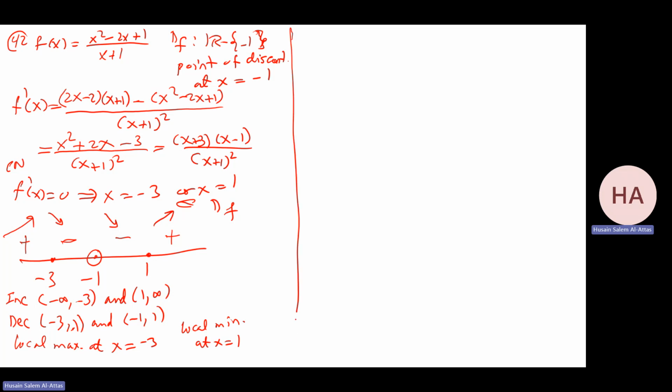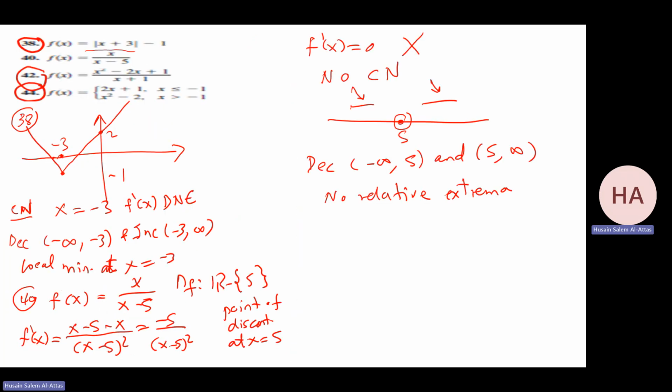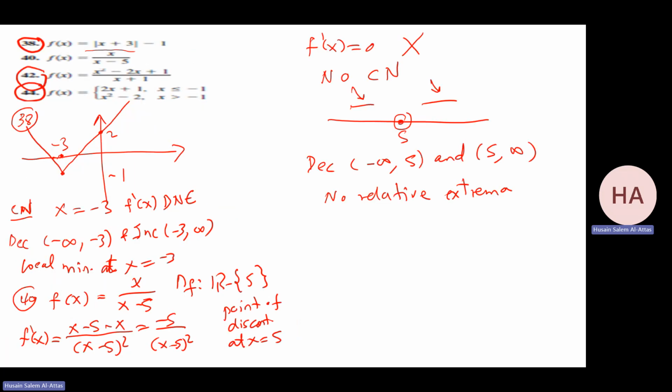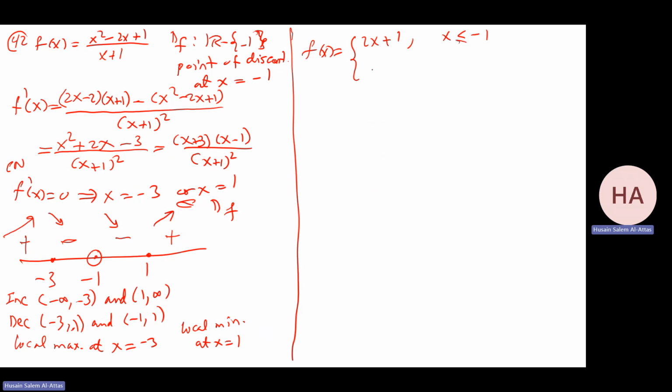Okay, let me do the next one. Yeah, this is the piecewise function. f of x is 2x plus 1 where x is less than -1, and x squared minus 2 where x is greater than -1. I have the equality here. So that's my function. What's the domain? All real numbers. The function is defined everywhere.